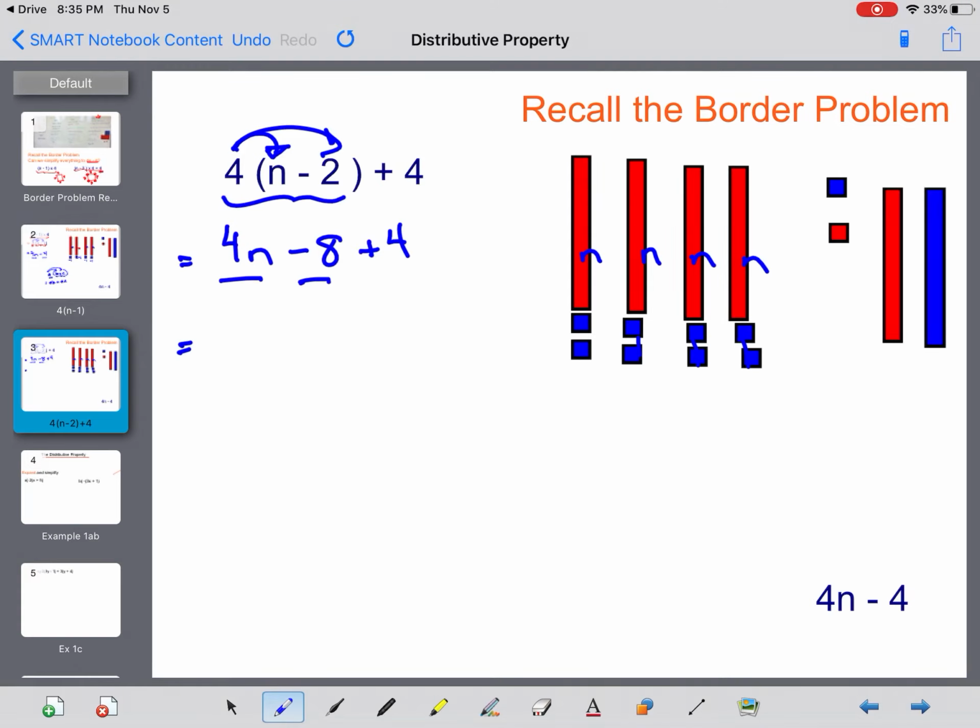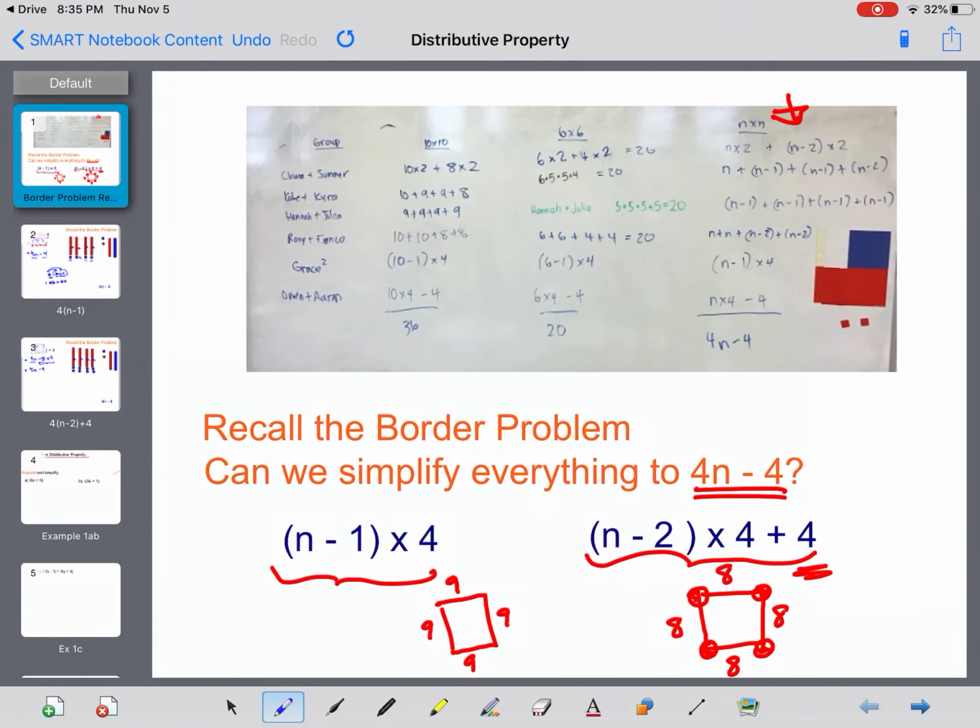But there we can just combine the like terms. So negative 8 plus 4 is negative 4. And so I have 4n minus 4. So we've seen now that both of these do end up being 4n minus 4. And that's why, even though they're represented in different ways of thinking, it's still representing the number in the border.